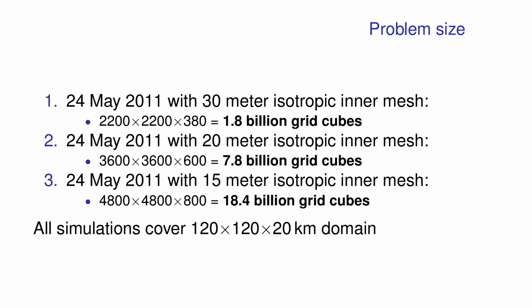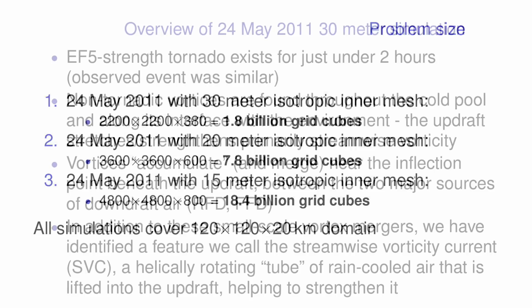That's 18.4 billion grid cubes. Notice that it doesn't go linearly. When you go from 30 meters to 15 meters, it's not 3.6 billion, it's 18.4, and that's because you're increasing the resolution in 3 dimensions.